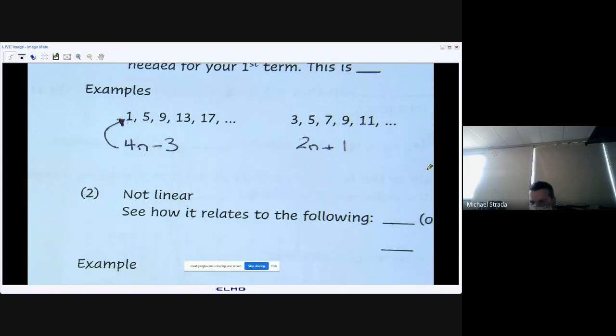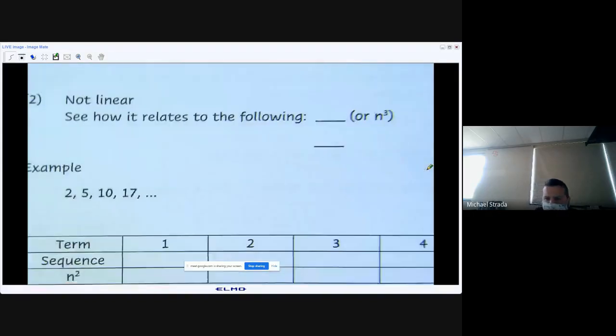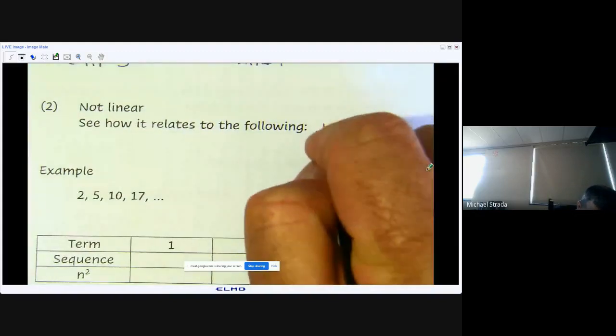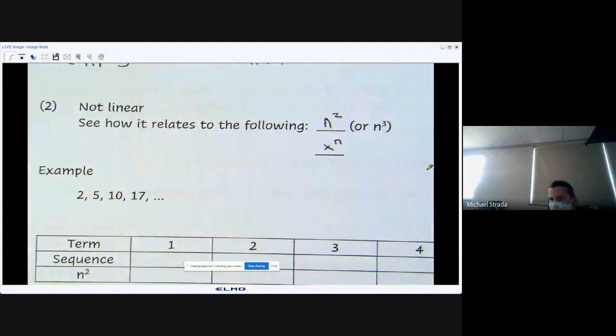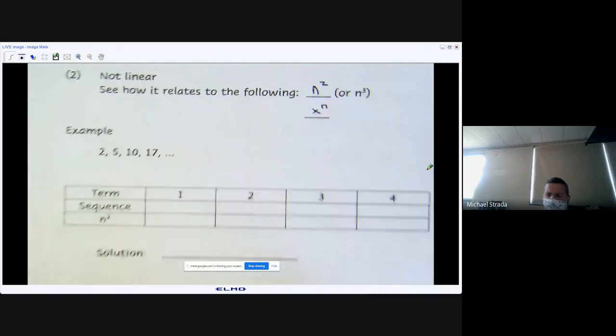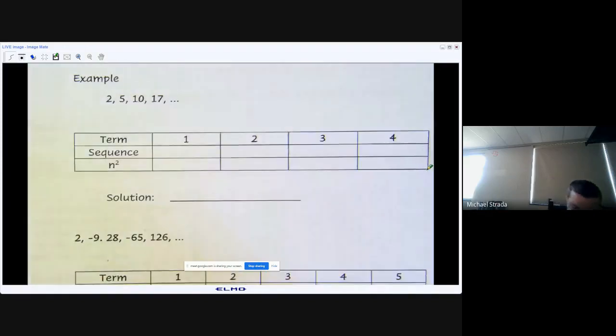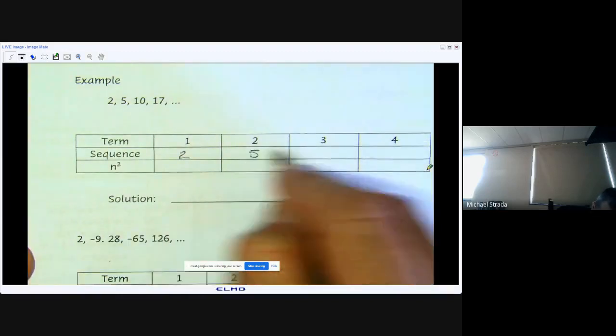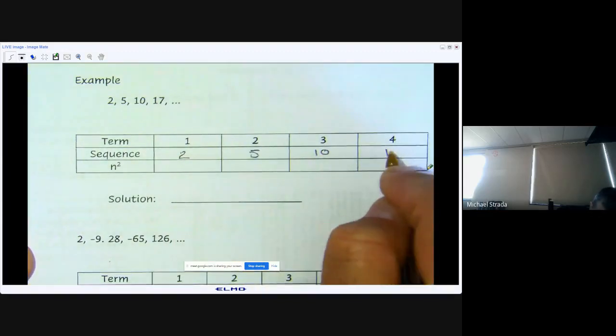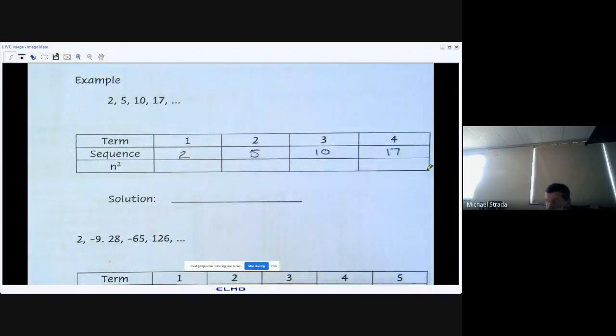Okay. When it's not linear, see how it relates to the following: n squared or n cubed, or x to the n, where x is a constant. All right? And this is what I mean. This is either going on in your head or on paper. I take my sequence, which is 2, 5, 10, 17. And then I compare it to the different functions.